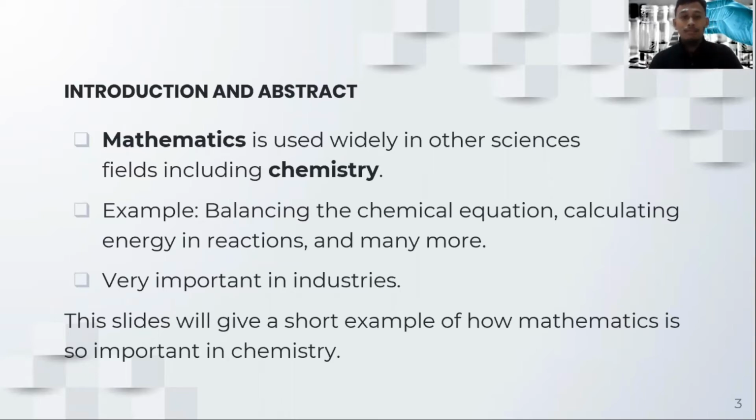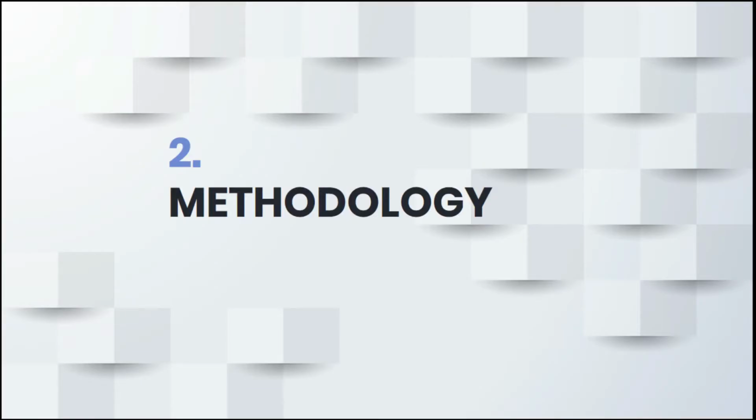Other than that, mathematics is very important in industries. Why? It is very important to calculate the exact amount of production substances. It is because overproduction may increase the cost and result in a big loss to the company.